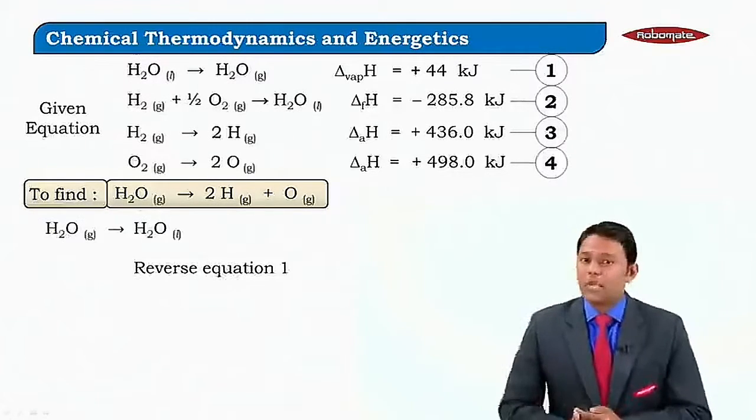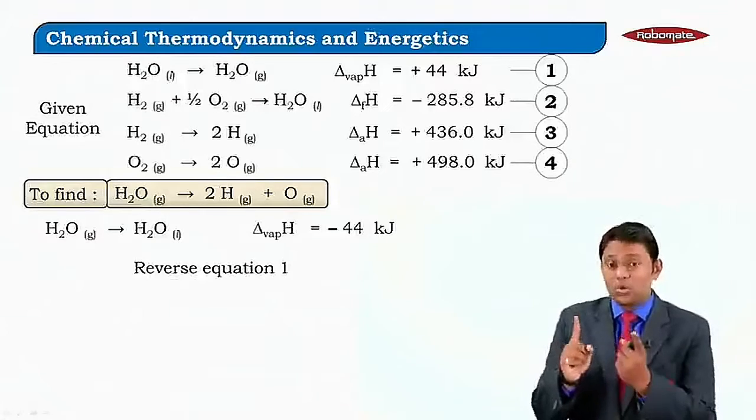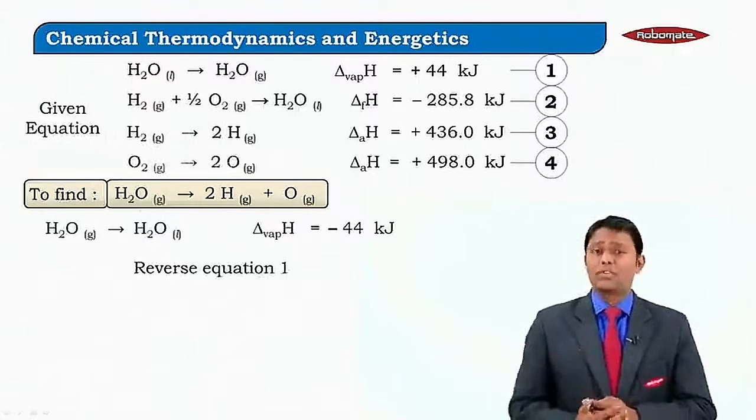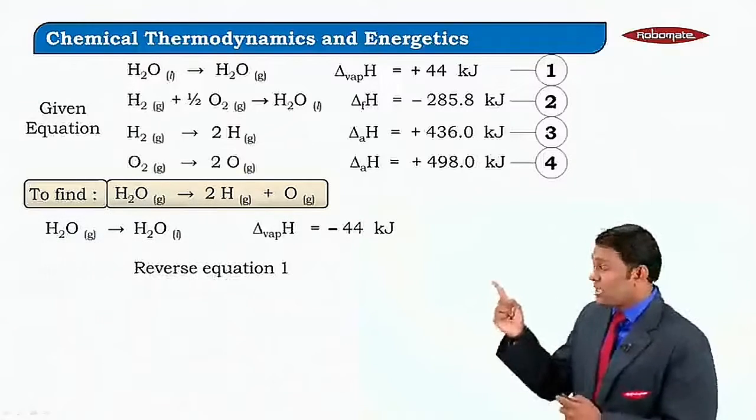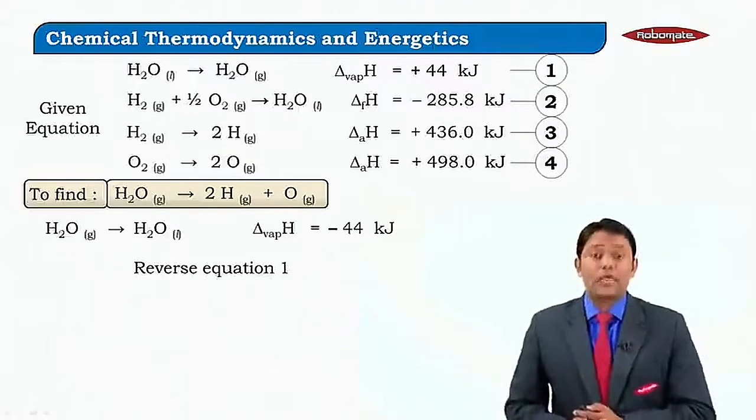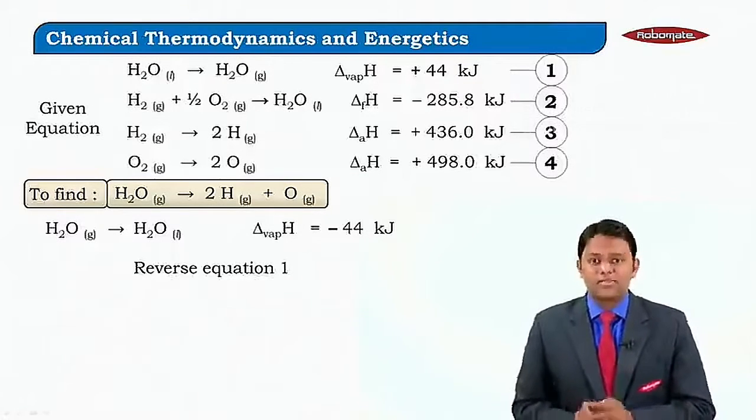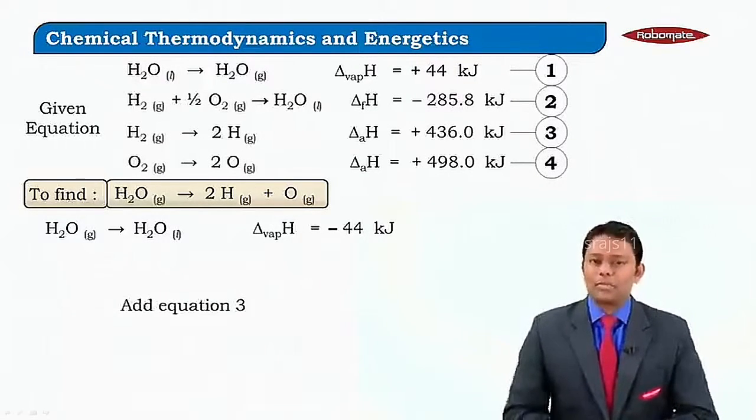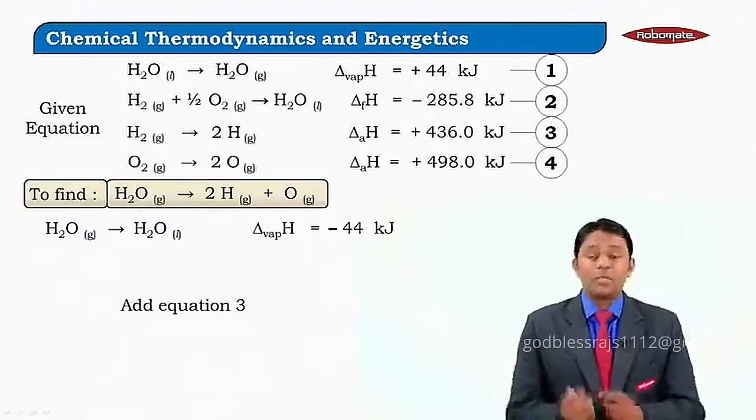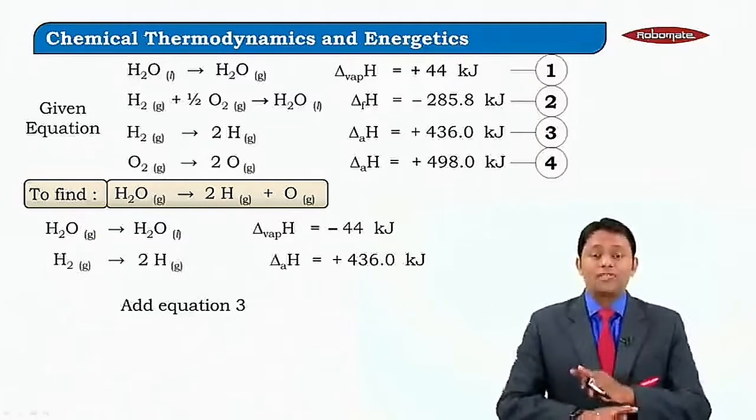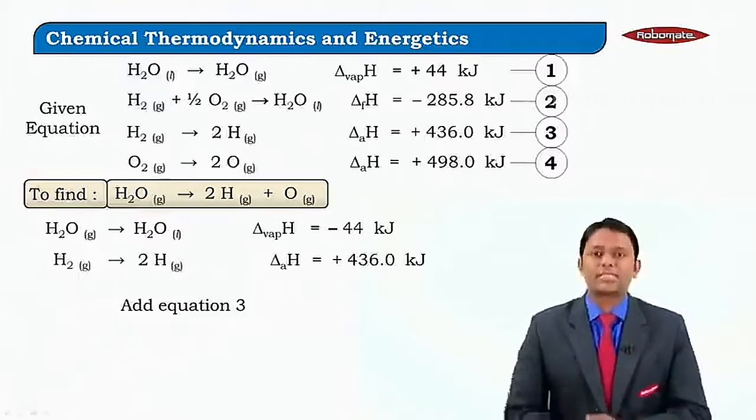Reversing equation number 1, the delta H value also gets reversed in sign. So we got the first data. Now what we want is 2 hydrogen atoms, and for getting that we have been given equation number 3. We have to simply add equation number 3 because we want 2 hydrogen atoms on the product side, and the enthalpy value will suffer no change, it remains the same.